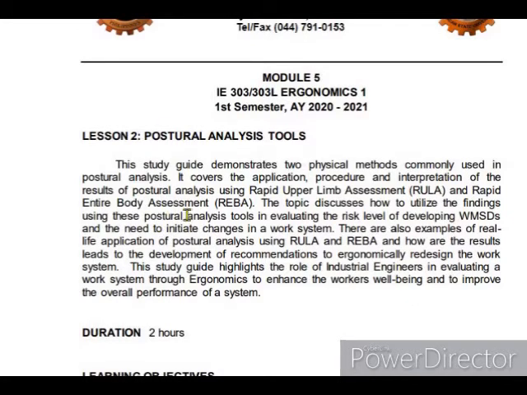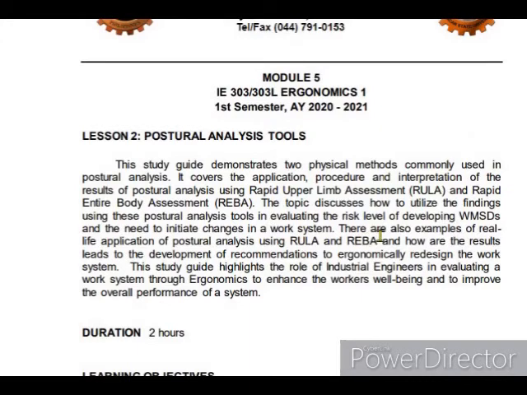Okay? So, this study guide demonstrates 2 physical methods commonly used in postural analysis. Kasi nga, analysis tools. Okay? It covers the application, procedure, and interpretation of the results of postural analysis using Rapid Upper Limb Assessment o yung tinatawag na RULA and Rapid Entire Body Assessment o yung REBA. Okay? So, gagamitin natin yan.